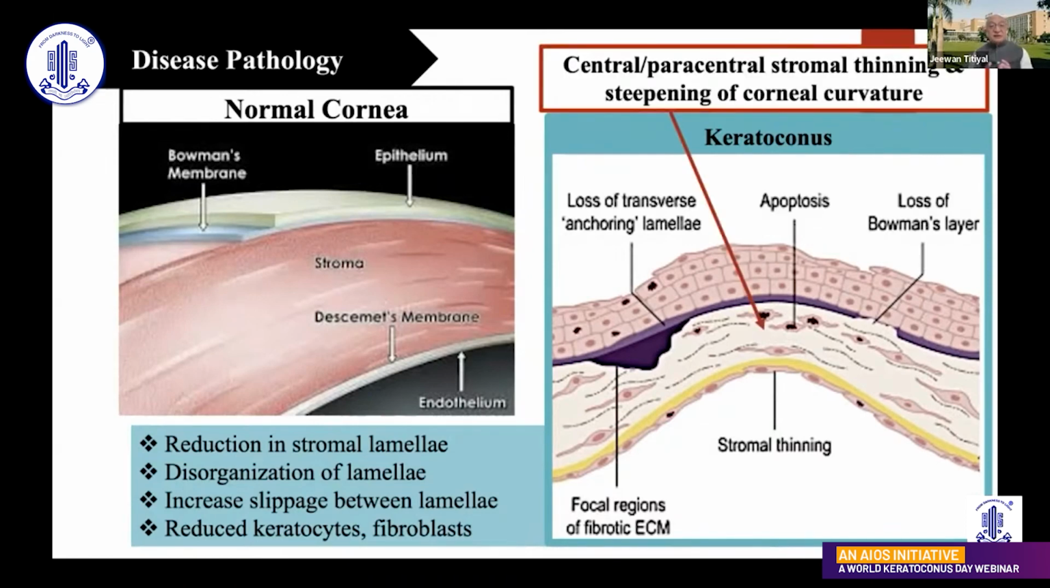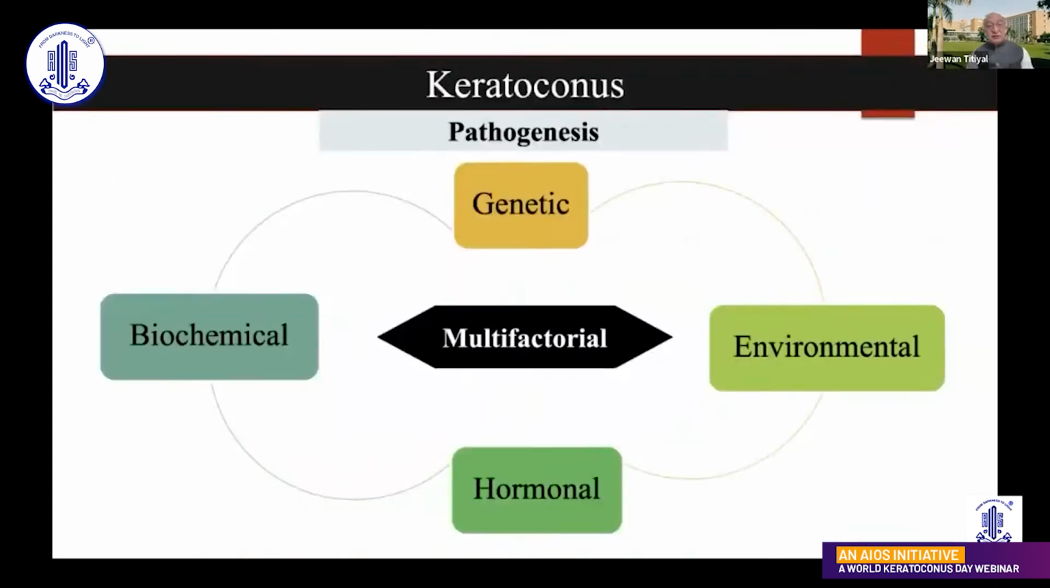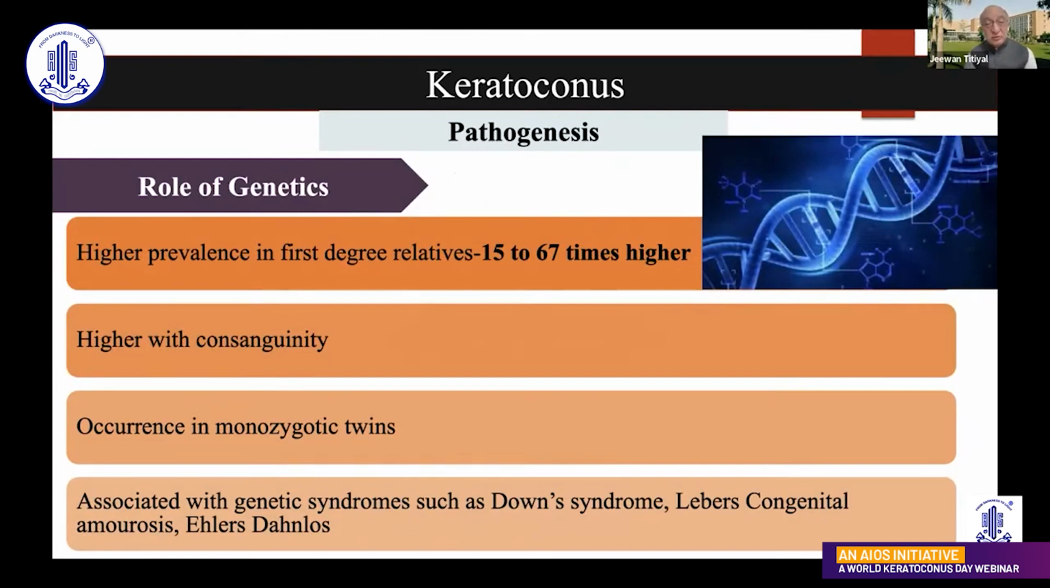It is the central or paracentral part of the cornea which is affected most often. And slowly, with advancement of the disease, it will sometimes involve the entire cornea. So it is a multifactorial association of various factors which lead to keratoconus. As I said, there may be a genetic factor also. There will be an environmental factor, hormonal changes, and ultimately there are biochemical changes in the corneal tissue that lead to keratoconus as such.